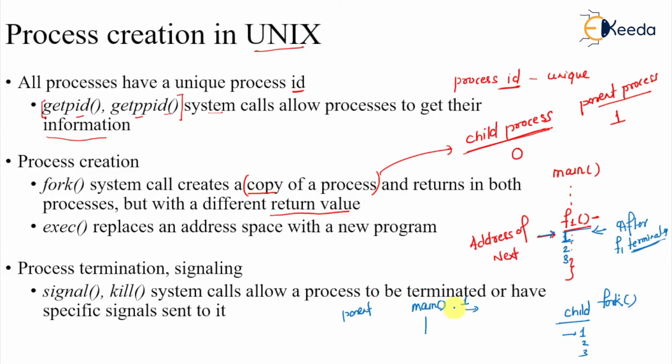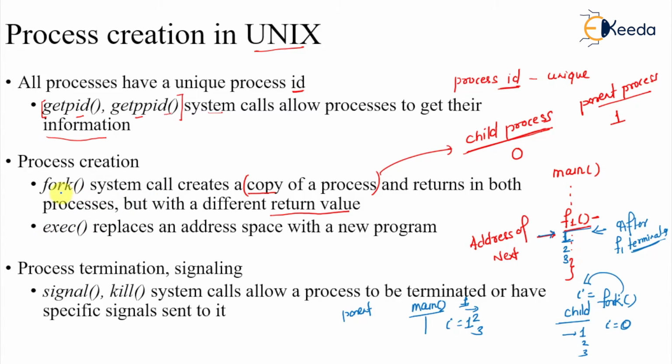Now the only thing is, suppose you take an integer variable and write i is equal to fork. The fork will return a value. When it returns to the child process, if you print the i value, i will be equal to 0 here, and if you print the value in the main function, i will be equal to 1. But in both cases it will start executing from statement 1 only, in main as well as in the child.